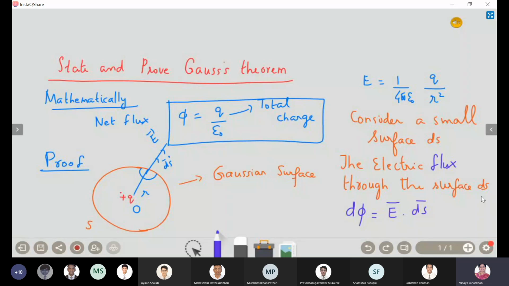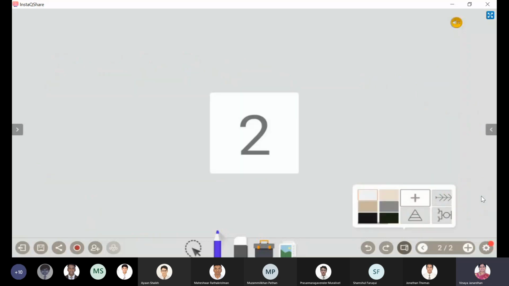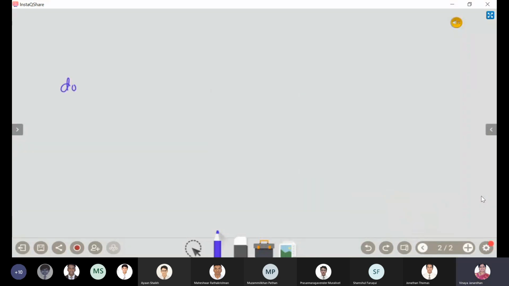Now, what is the angle between E vector and ds vector? So I can write this as E ds cos theta. What is the ds vector? Any vector which is normal to the surface. That is the area vector. If I draw a normal at this point, it will be along the direction of the electric field. So theta will be equal to 0. So d phi will be equal to E ds cos 0.